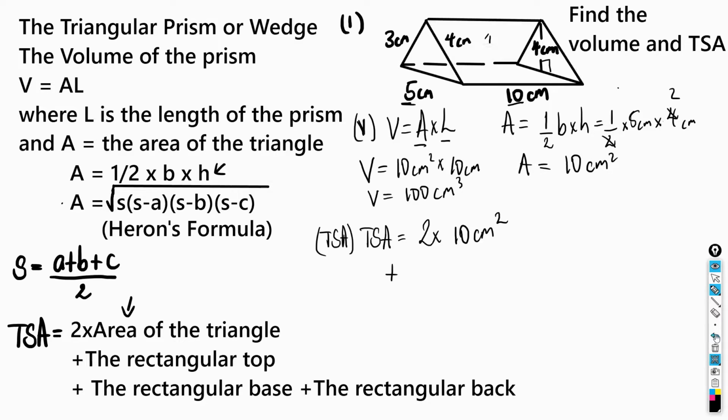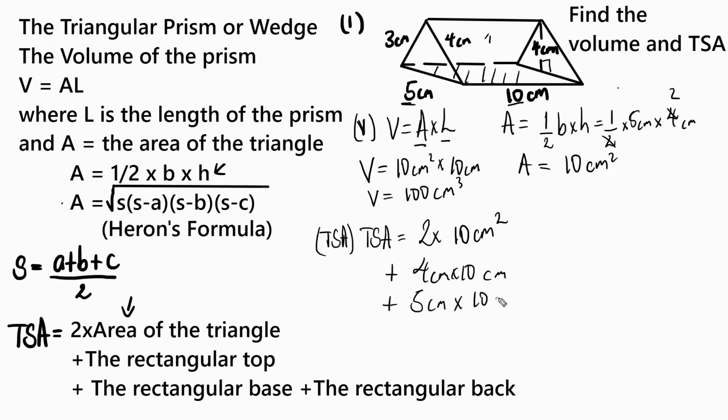We can see that for the rectangle, it's actually 4 times 10, right? 4 centimeters times 10 centimeters. That's the area. Then we need the area of the rectangular base, which is down here, right? And that's 5 centimeters times 10 centimeters. Then we need the area of the back, which is this here, right? Which is 3 centimeters times 10 centimeters, right?